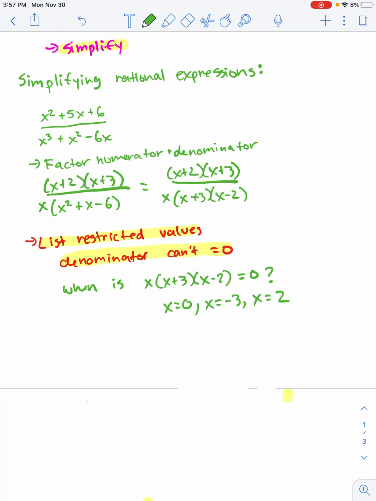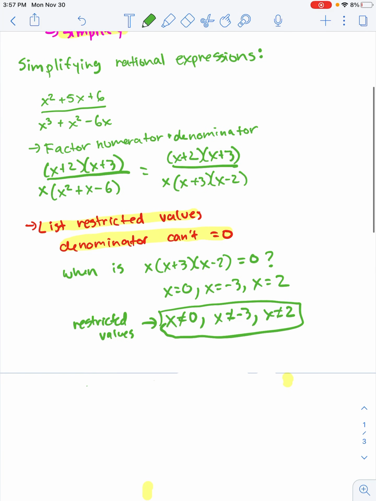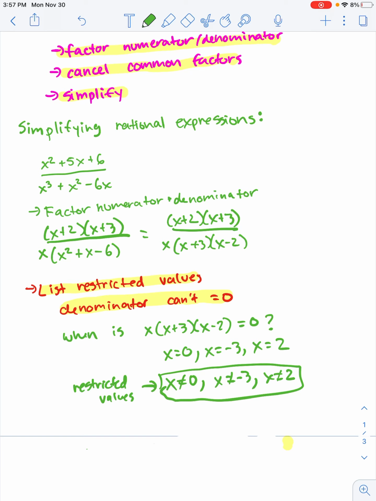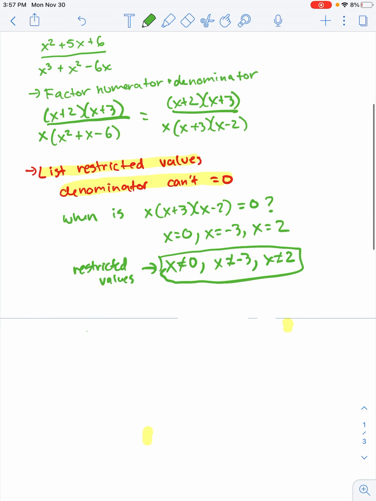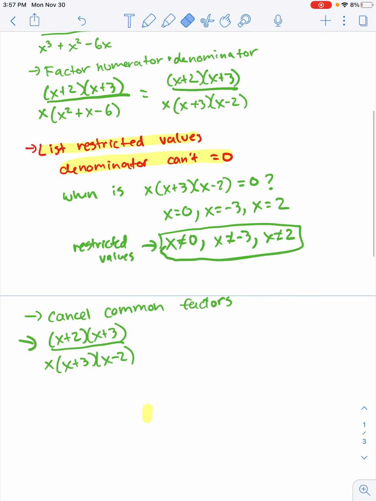Basically, because this is where the denominator is 0, we know that x cannot equal 0, x cannot equal negative 3, and x cannot equal 2. Otherwise, our denominator would be 0, which would be undefined. Okay, so now that we know that, we can go back to our process and work towards canceling the common factors.